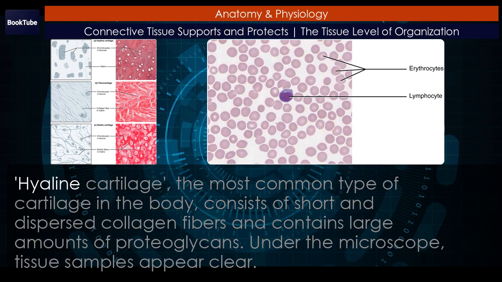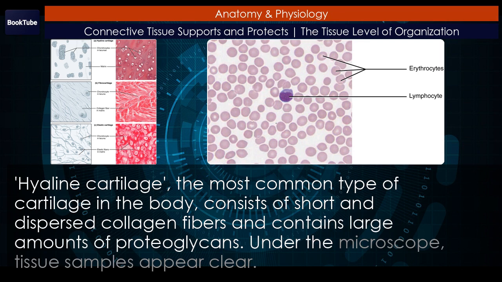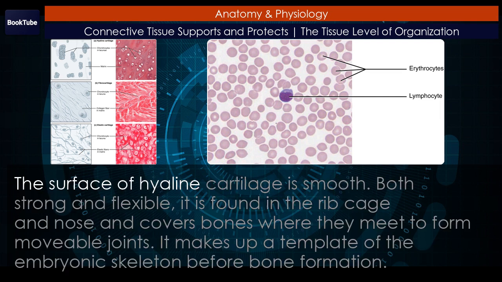Figure 5. Hyaline cartilage, the most common type of cartilage in the body, consists of short and dispersed collagen fibers and contains large amounts of proteoglycans. Under the microscope, tissue samples appear clear. The surface of hyaline cartilage is smooth, both strong and flexible. It is found in the rib cage and nose and covers bones where they meet to form movable joints.